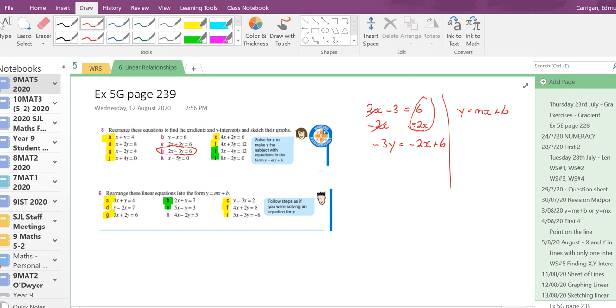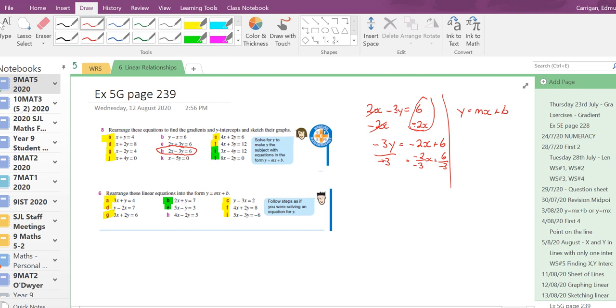Now I have minus 3y here. So what I need to do is divide this side by minus 3, because I have minus 3 times y, and the inverse operation of multiplication is division. So I'm dividing by minus 3. I need to do that on the other side as well, so I'm dividing everything on the other side by minus 3.